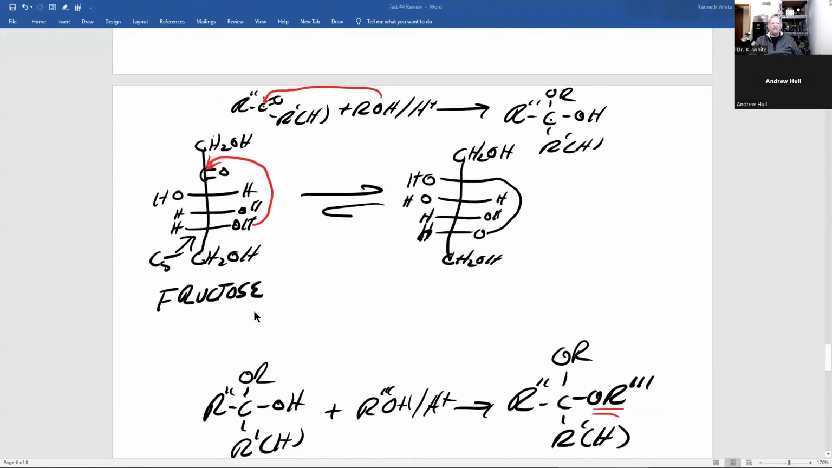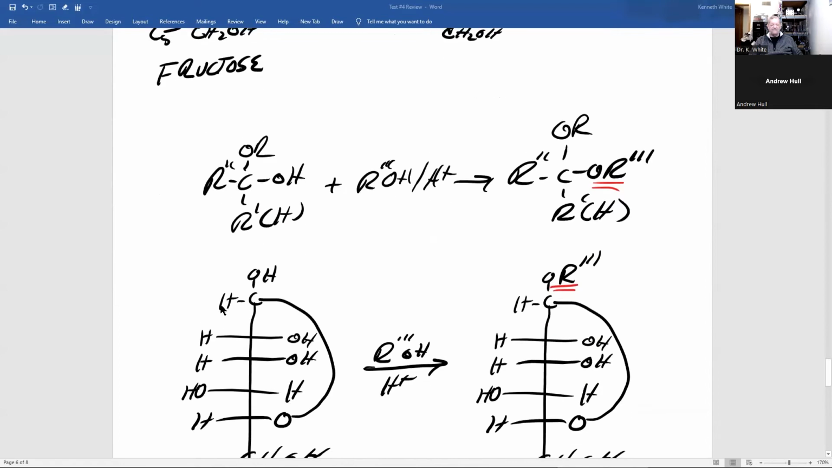So on a test, you should know if I have a ketone or aldehyde, or in this case, fructose. If I put this structure down, you should know how to draw this product. If I put this down as a product with the double equilibrium, you should know how to draw fructose or write the name fructose down.